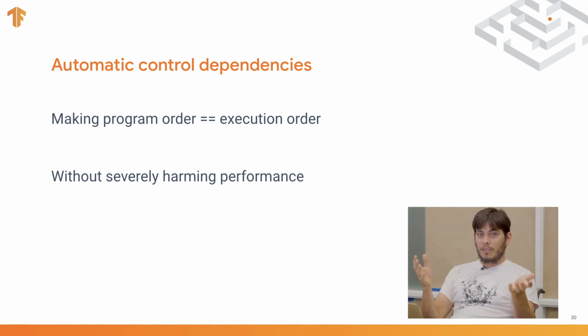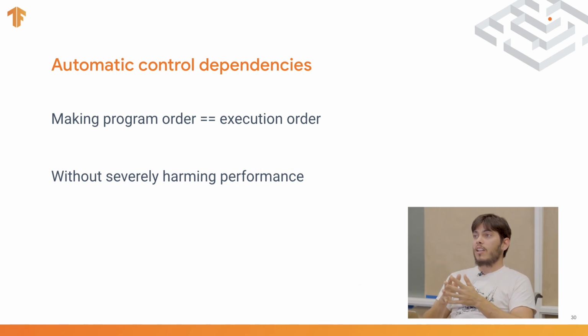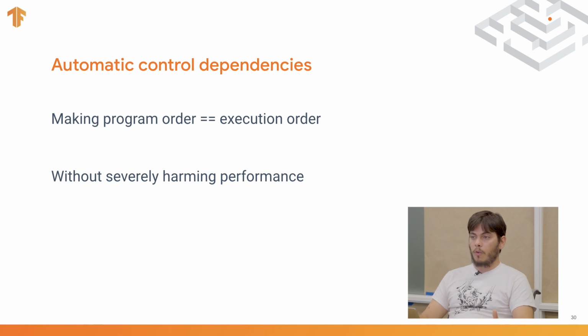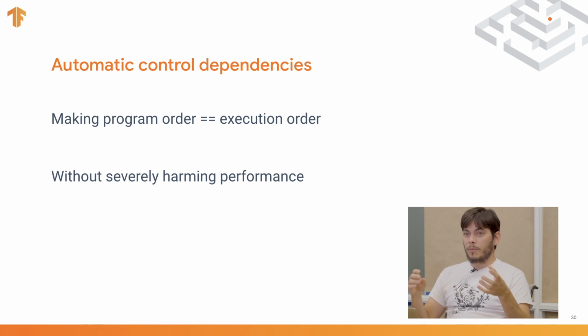And one of the particularly important things that it does is automatic control dependencies. What this is trying to do is enforce that inside tf.function, program order is execution order as far as the TensorFlow runtime is concerned. But we also try to do this in a way that does not harm performance. If you remember last week's video on resources and variables, we're moving to a model in TensorFlow where all stateful ops manipulate an explicitly named resource.